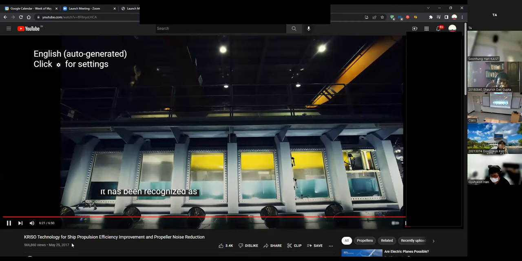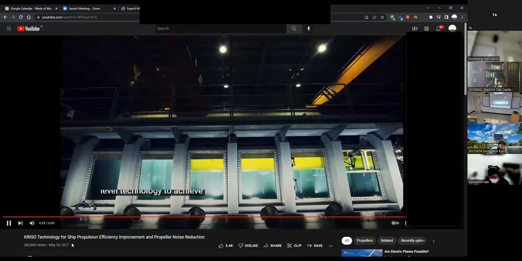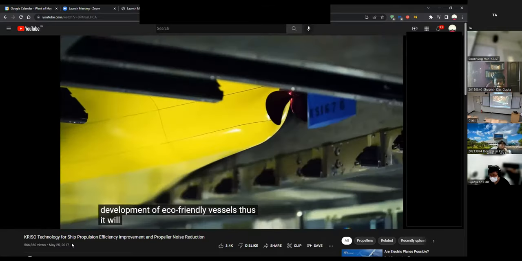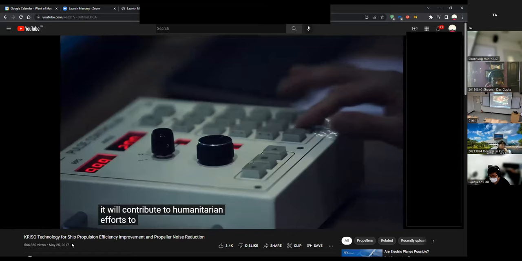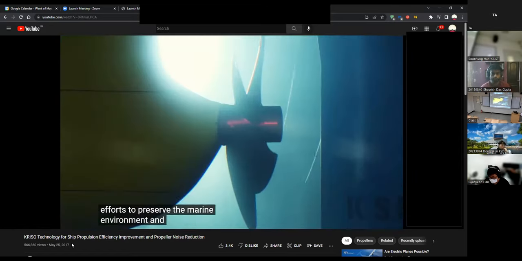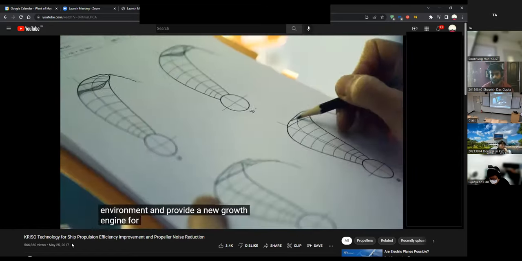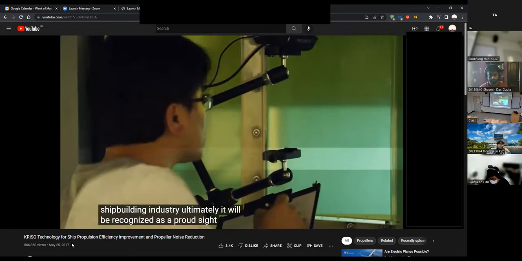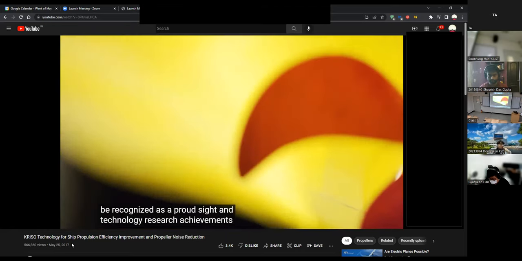It has been recognized as the highest level technology to achieve for the development of eco-friendly vessels. Thus, it will contribute to humanitarian efforts to preserve the marine environment and provide a new growth engine for the stagnant domestic shipbuilding industry. Ultimately, it will be recognized as a proud science and technology research achievement.